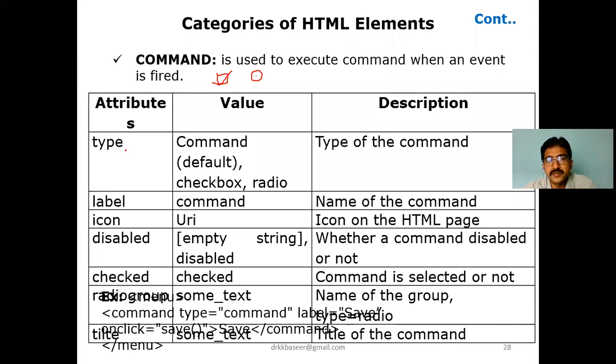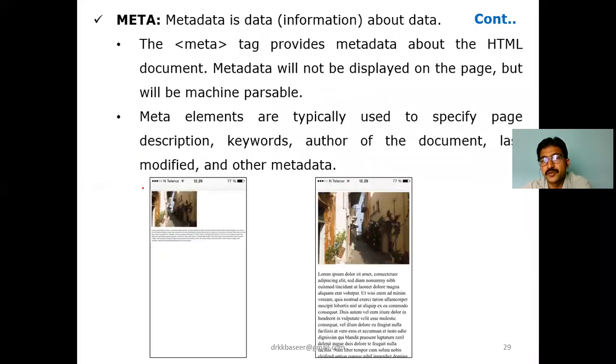So the attributes for this command are type, label, icon, disabled, checked. Like this, we have radiogroup, onclick, all different attributes are there. Each one has its own purpose, because HTML is a separate course. We are only adding it as one of the chapters. So I'm going to give you a glance, and it is not mandatory to remember everything, but at least try to know the main elements and which category they come under, and at least 1 to 2 attributes you have to remember to run some programs.